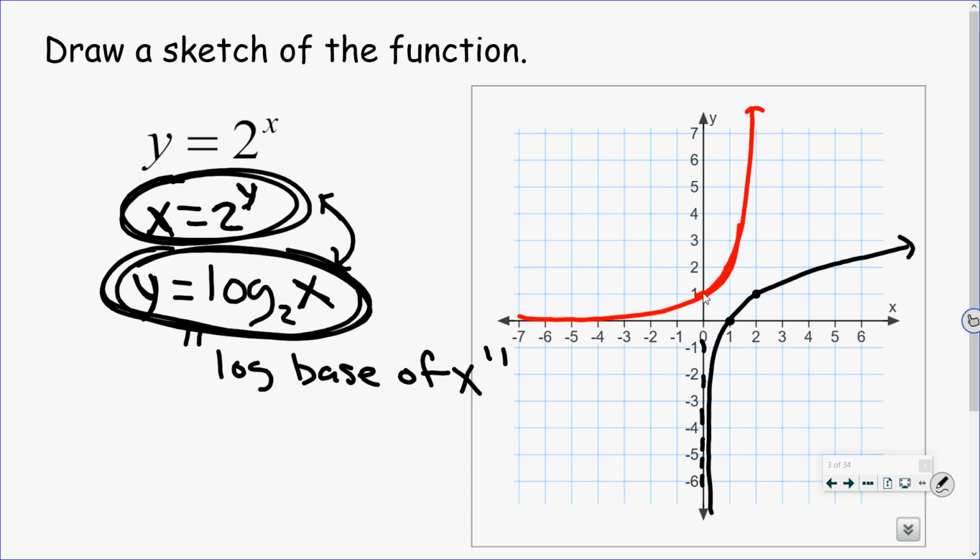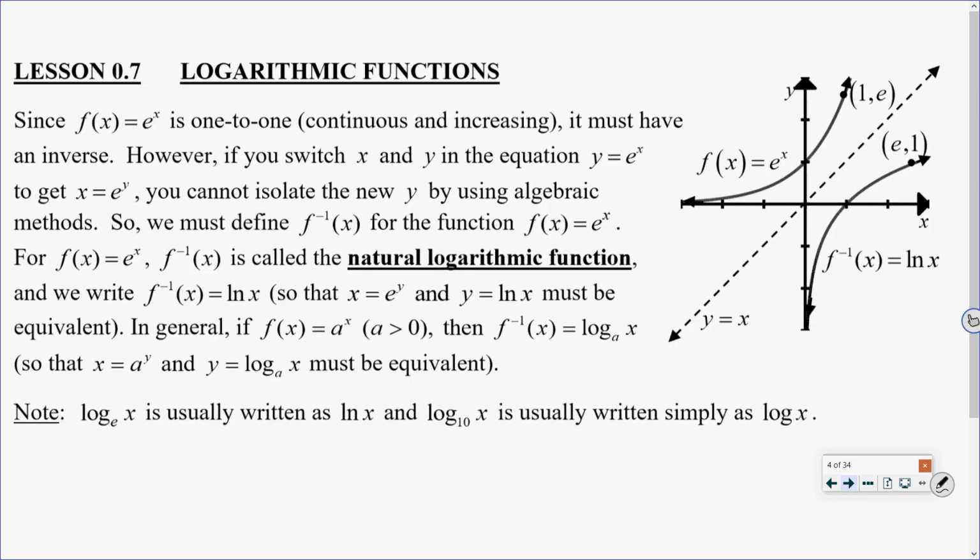The book has a big paragraph here. We'll look at it right now. It talks about these logarithms, right? They used y equals e to the x, which we'll talk about. But it says if f of x equals e to the x is 1 to 1, continuous and increasing, so it has to be, then it has to have an inverse. But if you switch the x and the y, we end up with this.